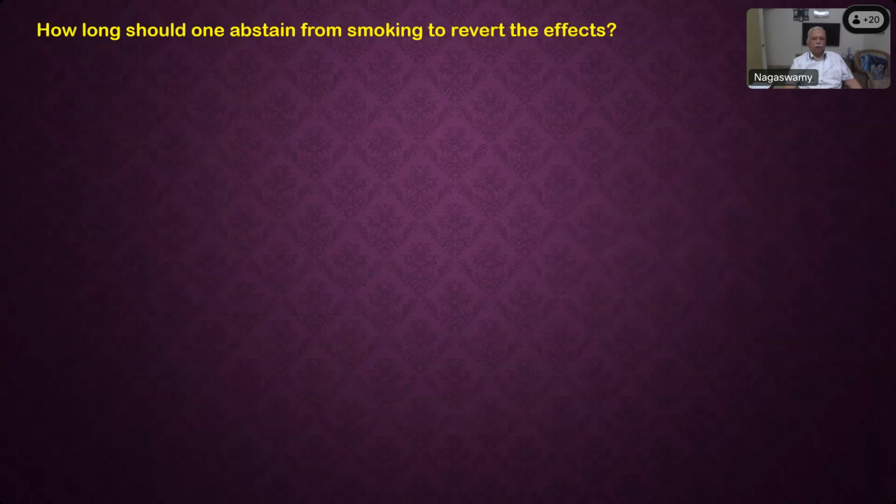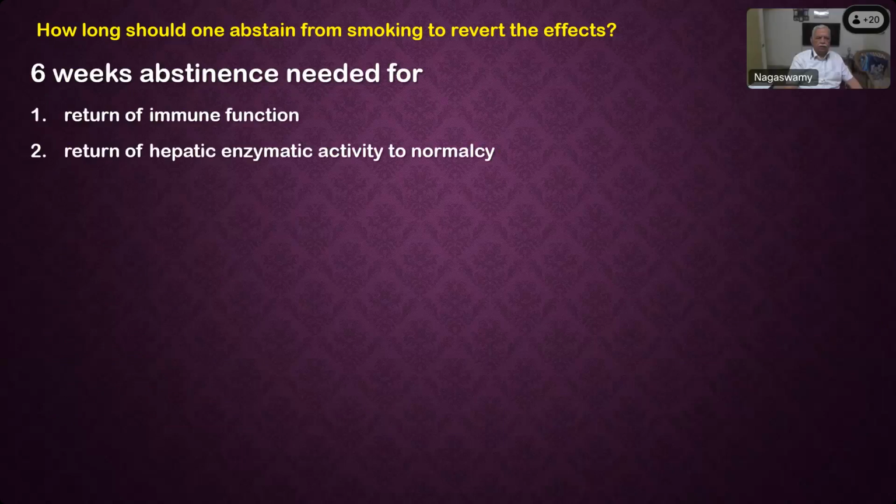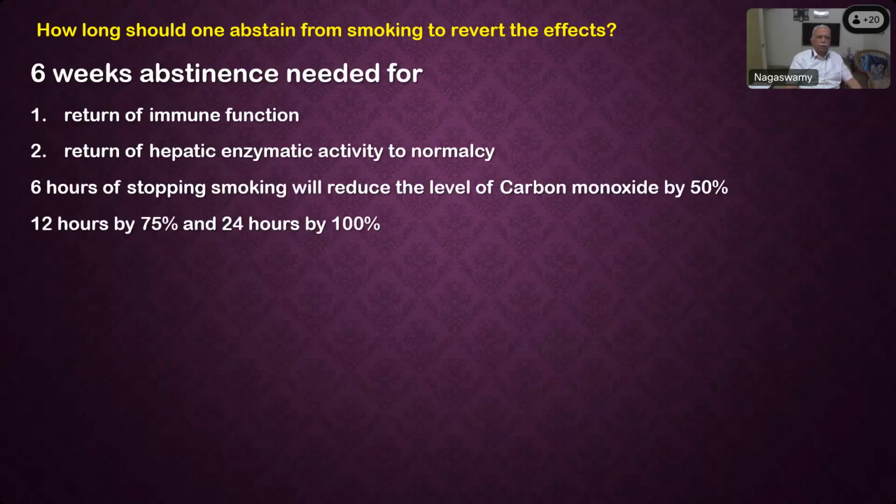So how long one should abstain from smoking to revert the effects? All these questions are from practical, case presentation point of view. At least 6 to 8 weeks. 6 weeks abstinence needed for return of immune function and return of hepatic enzyme activity to normalcy. That is the reason why you need 6 weeks. But 6 hours of stopping will reduce the level of carbon monoxide by 50%, 12 hours by 75%, and if a person does not smoke for 24 hours, his carbon monoxide will be completely cleared.